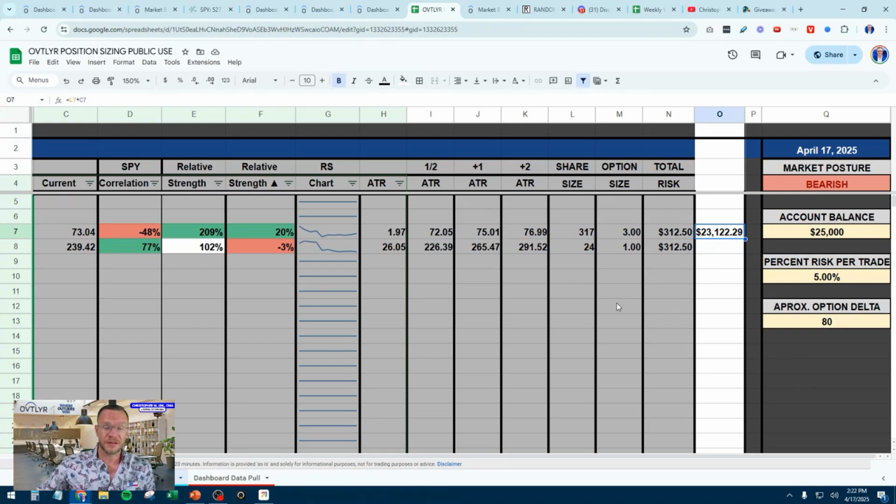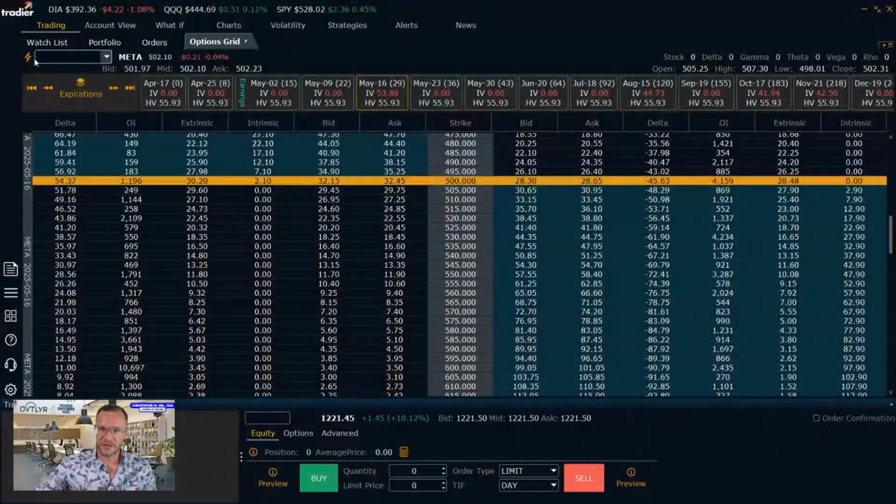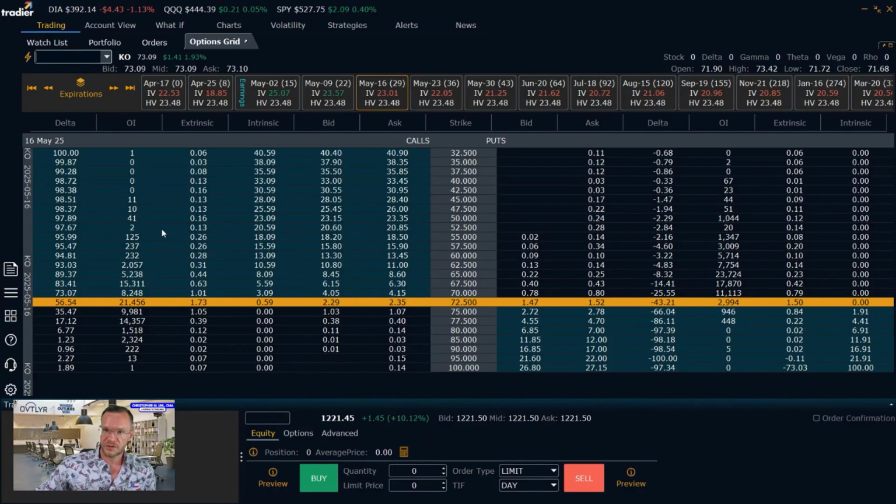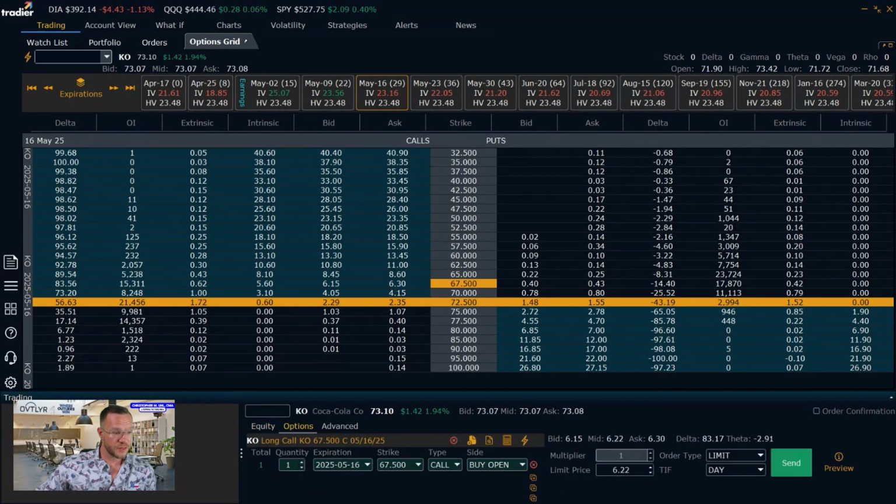Now, here's the real hack. Rather than trading 317 shares and taking up nearly your entire portfolio, how about we do this with options? How about we do this with just 3 options? And if we go to Coke's options chain, we go to the 80 delta, which is generally where I like to trade at, so right here-ish, $6.30. Let's say I purchase 3 of those for $6.30.